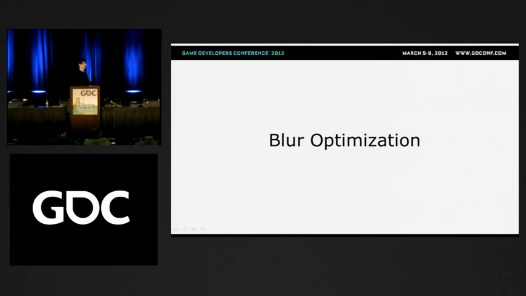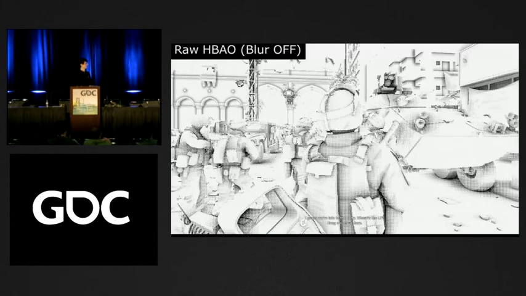Now, I'd like to mention a blur optimization that we also added, which gave us an extra speed up. So here's the HBAO with no filtering at all. No blur, no selective temporal filtering at all. It looks quite noisy, as you can see. And now with the blur enabled and the selective temporal filter enabled, it looks like this.